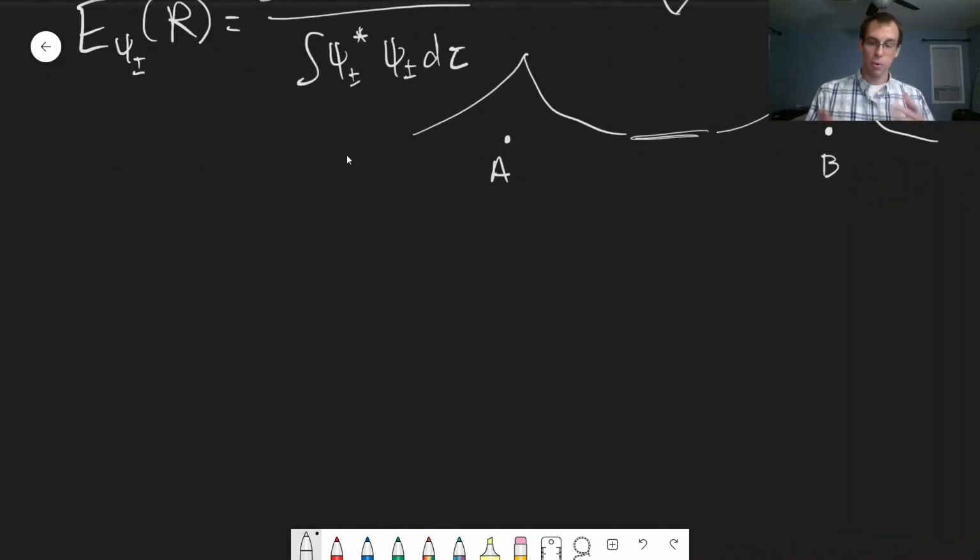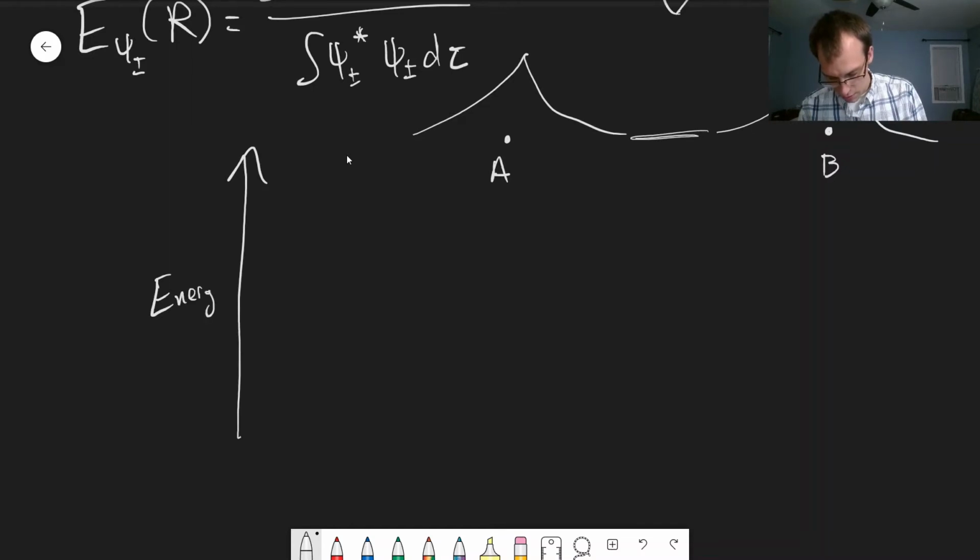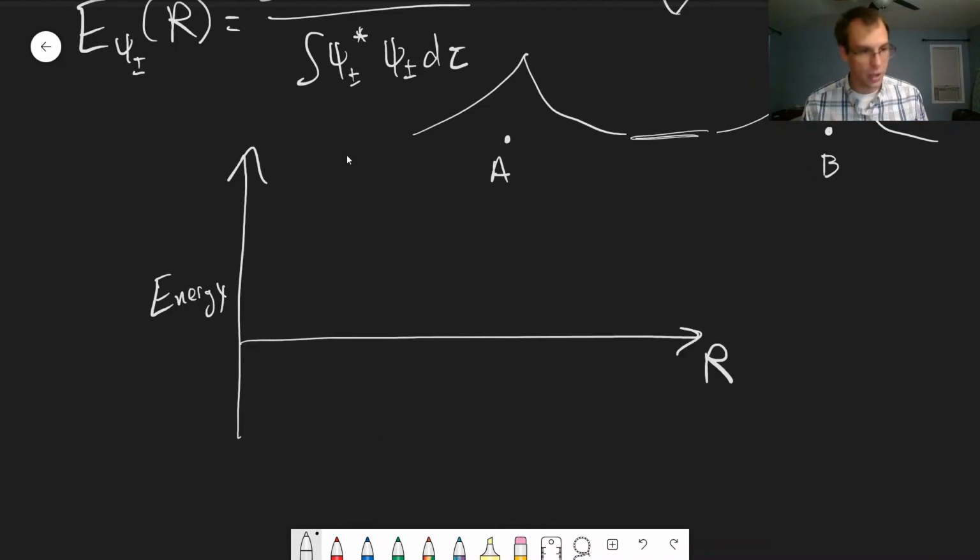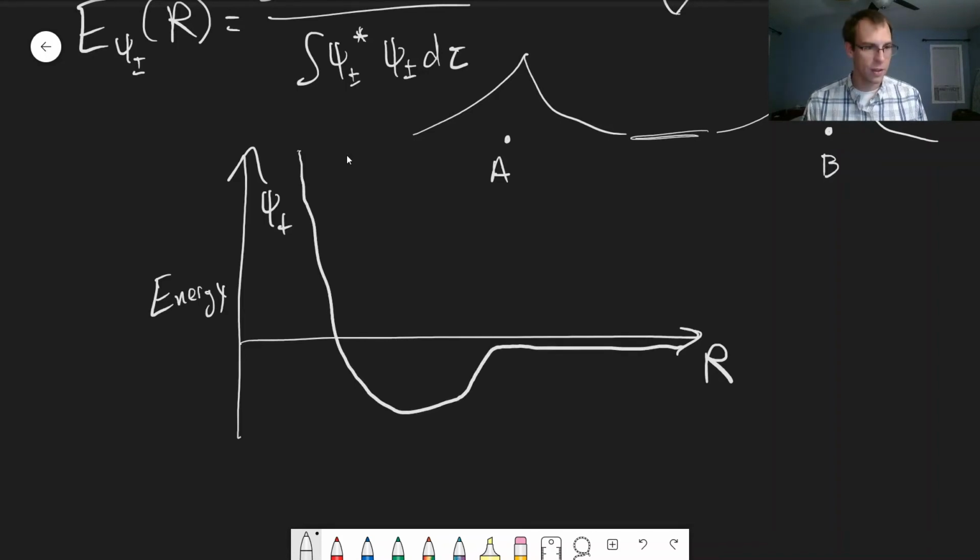According to the Born-Oppenheimer approximation, at each value of r we can find the energy associated with that wave function. That's what this plot is showing here. We'll have energy on the y-axis and our bond length r on the x-axis. If we look at our energy for psi plus, it looks a little something like this. It starts positive, goes down, dips below, becomes negative, and then asymptotically approaches 0. I didn't draw that very smooth there. Let me fix that a little bit.